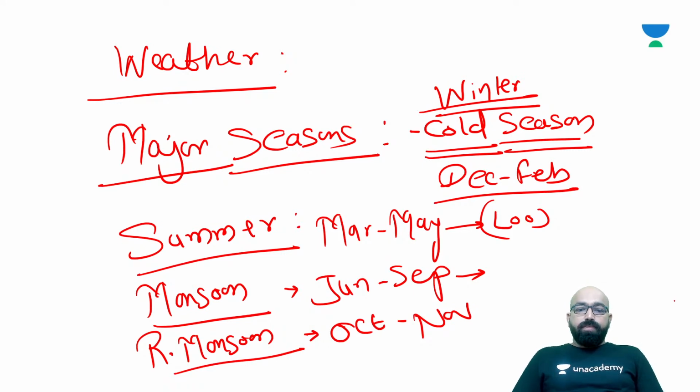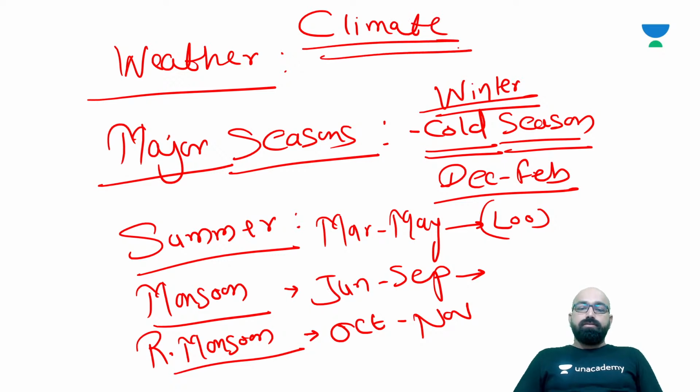So, however, when we are talking about the climate, it is about the average weather conditions which have been measured over many years. Now, the climate of India has broadly been described as monsoon type. So, monsoon is taken from the Arabic word mausim, which means seasons.